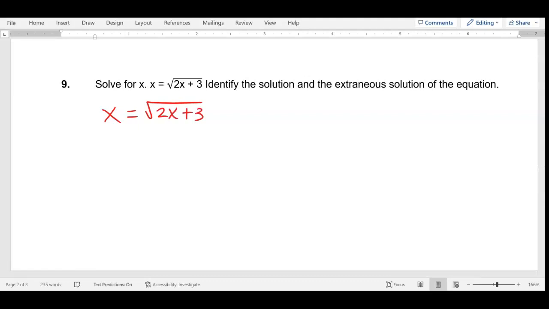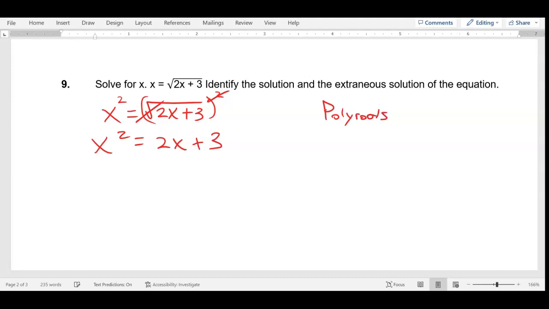Since the radical is by itself, the square root sign, I can get rid of the square root by squaring, and I square both sides. So now I have x squared equals 2x plus 3. Now notice, when you have a squared on one side and an x on the other side, these are never going to cancel out. This is a situation where we're going to have to do polyroots.